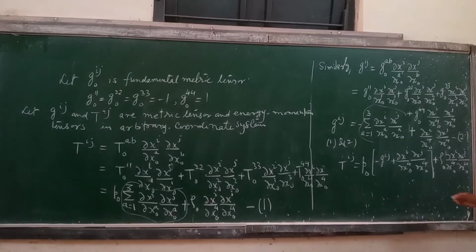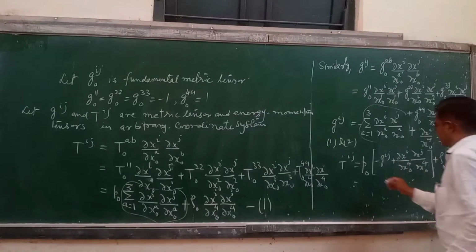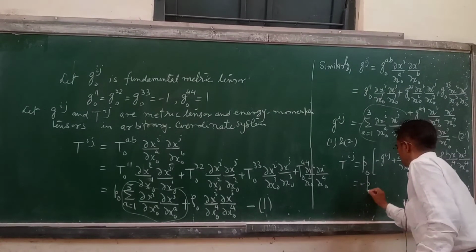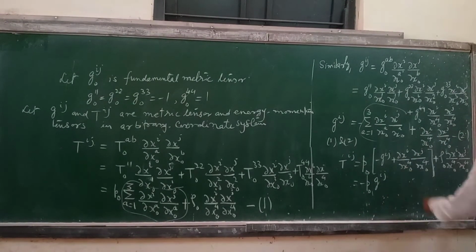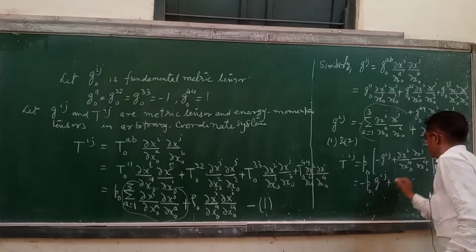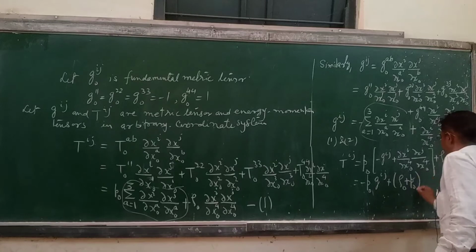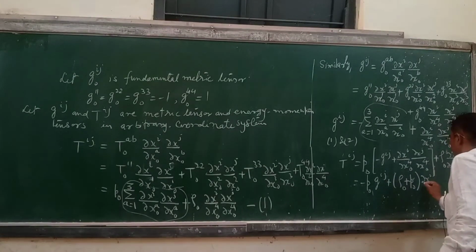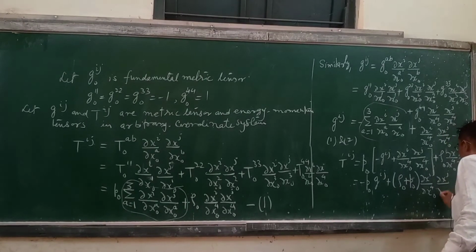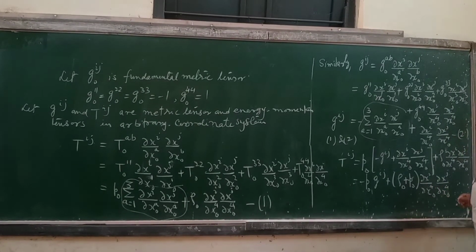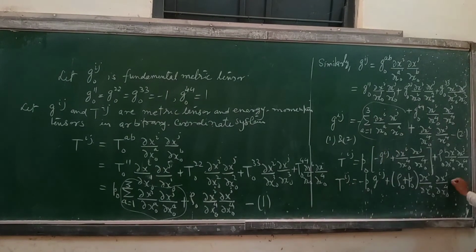Okay, so now multiplying by P0 inside, this is equal to minus P0 Gij, and here plus P0, which is common, so plus rho 0 plus P0, and del x I upon del x 4 0 del x j upon del x 4 0. So this is Tij, and this is equation 3.